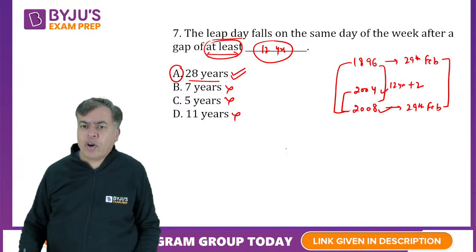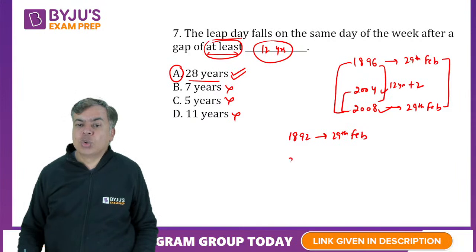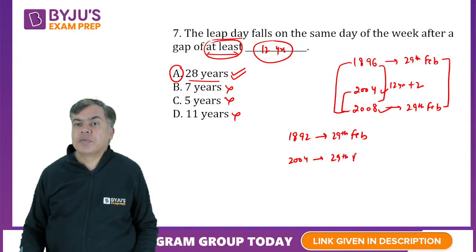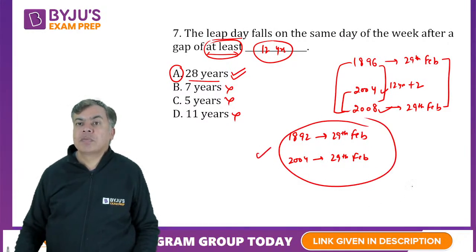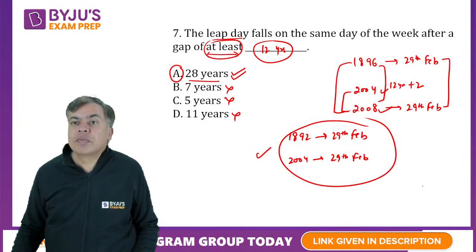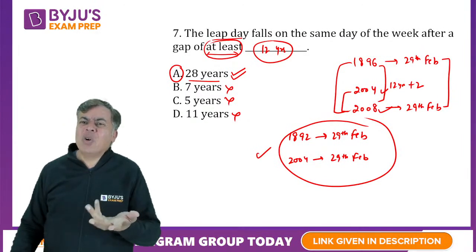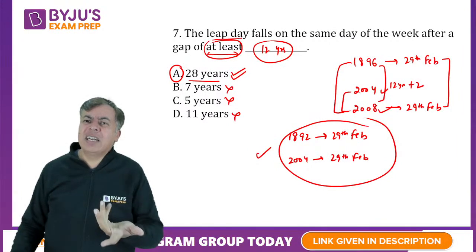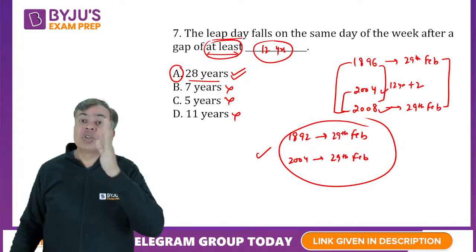It will be same for that. If you have 29th Feb 1892, that will be same as 29th Feb 2004, right? The day will be same. 29th Feb 1695. How can 29th Feb be in 1695? 1695 is not a leap year.